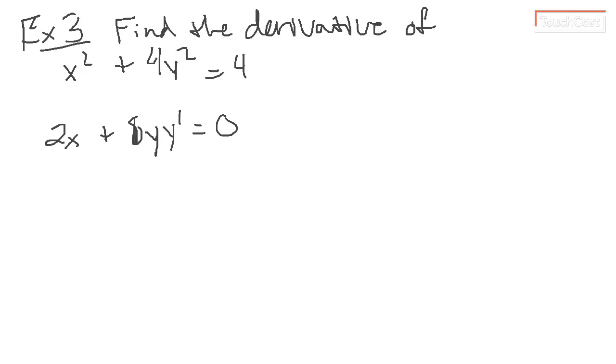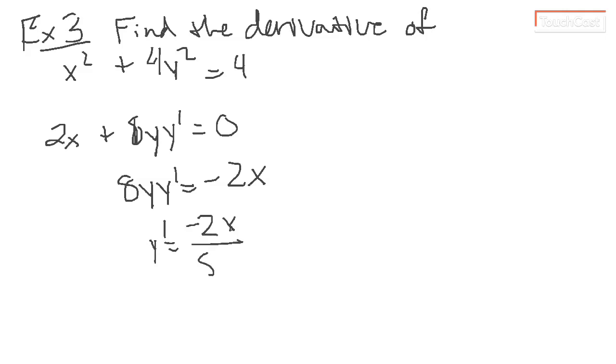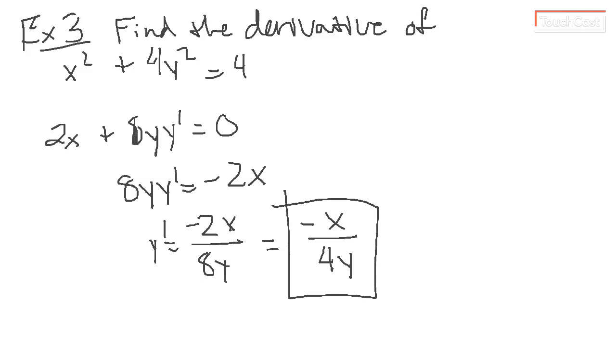So now I'm going to move my 2x to the other side. So I'm going to have 8y y prime equals negative 2x. And then I only have the one term with the y prime, so I'm going to divide by 8y. y prime is going to be negative 2x over 8y, which we can simplify. So y prime is going to end up being negative x over 4y. And that's all we need to do.